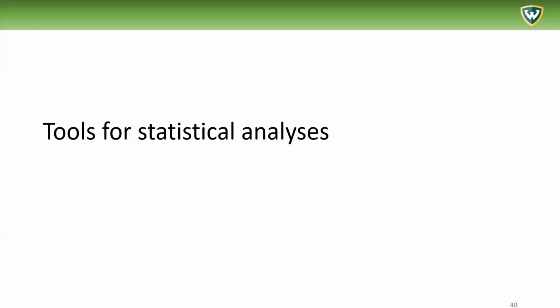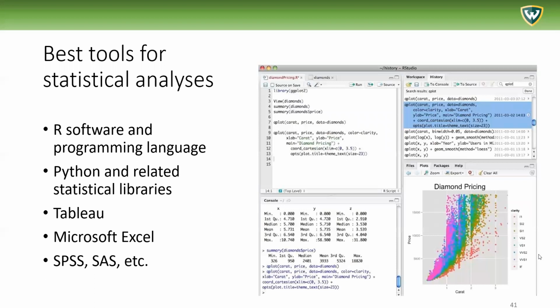Tools for statistical analyses. So there are a number of tools for statistical analyses, more than we can even enumerate here. Some of the best ones are the program R, a software and programming language. The name of it is just the letter R, and that's both a software application and a programming language. There's Python and the related statistical libraries.